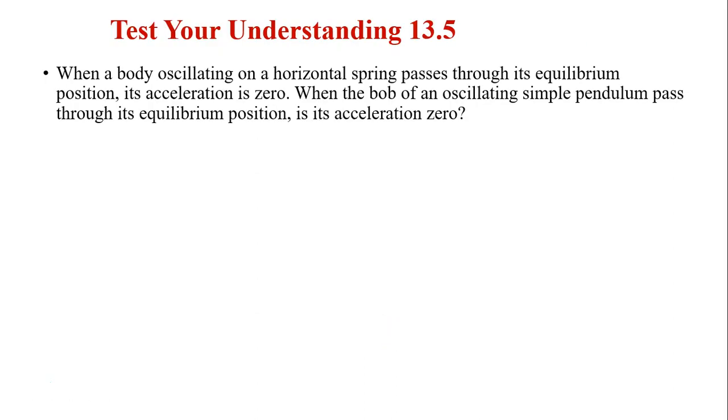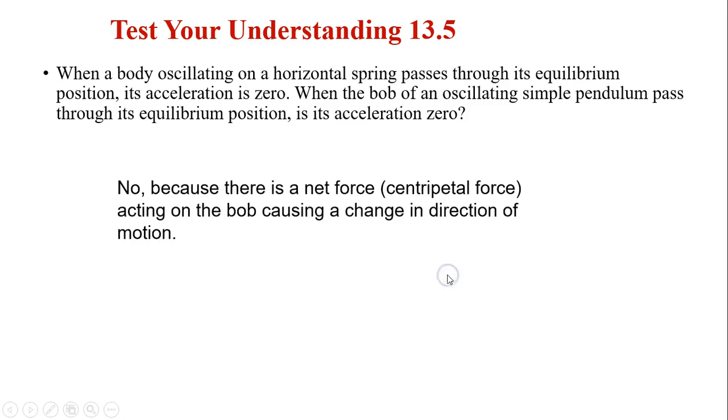Test your understanding. When a body oscillating on a horizontal spring passes through its equilibrium position, its acceleration is 0. When the bob of an oscillating simple pendulum passes through its equilibrium position, is its acceleration 0? So let's take a look. The answer is no. For a pendulum, when it's at the equilibrium position, which is on the bottom, it has centripetal acceleration because velocity is not 0. Hence, there is a net force, a centripetal force, acting on the bob, causing a change in direction of the motion. So the acceleration is not 0.